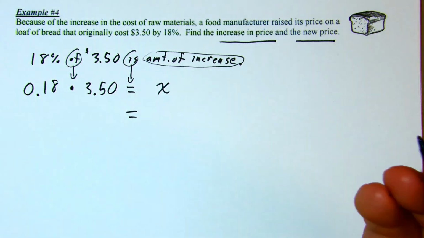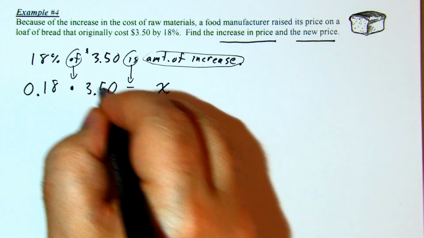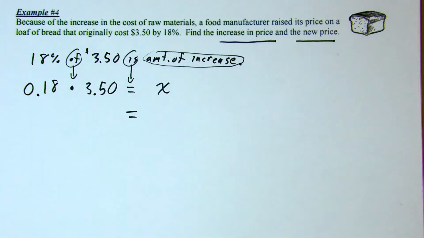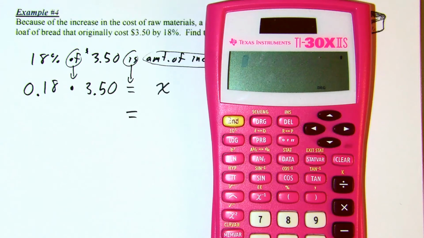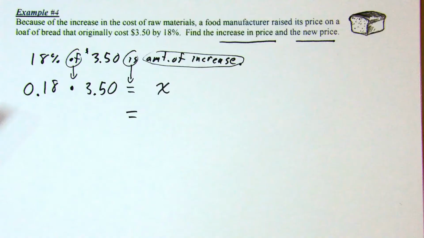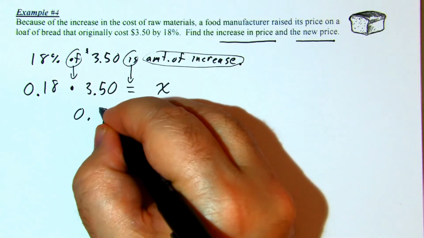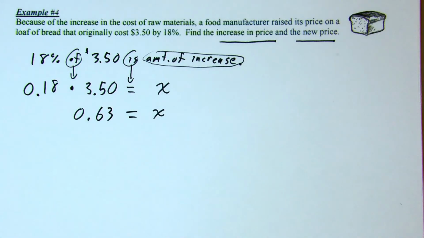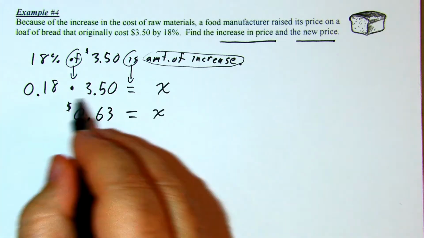This is my favorite type of equation where I'm solving for x and it's already by itself, so it's a matter of multiplying what you see on the left. 0.18 times 3.50 is 0.63. So x equals 0.63. The increase in price, therefore, would be this amount.